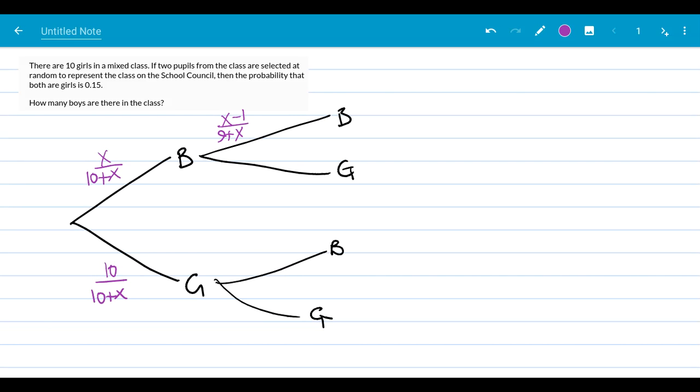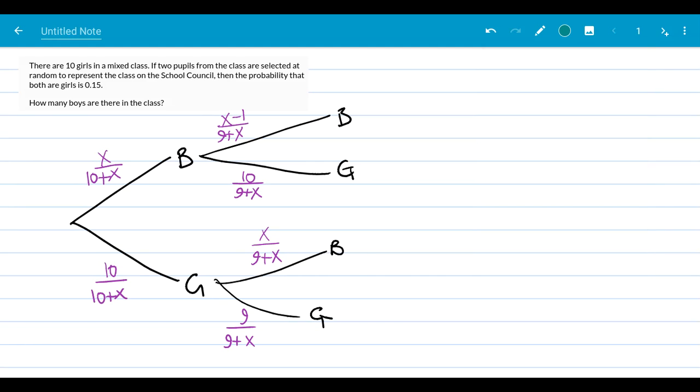Now, to be honest, these options that I'm filling in now are effectively irrelevant, but I'm just going to fill them in anyway, just in case you want to know how to figure out the other probabilities. So if we've taken a girl out of this class, we've still got X boys, and we've got 9 plus X there. Notice how the denominators are all 9 plus X, because we've just lost one child at this point. And then the one that we really are interested in is this one, girl, girl. So we've got 10 girls down to 9 girls over 9 plus X.